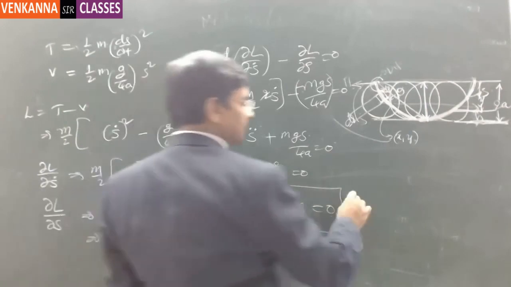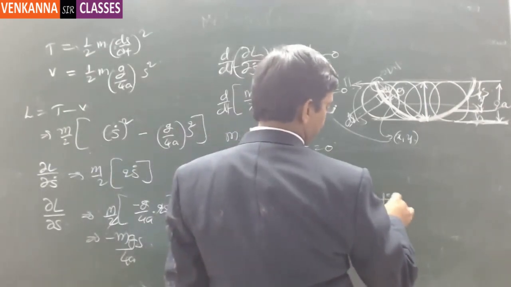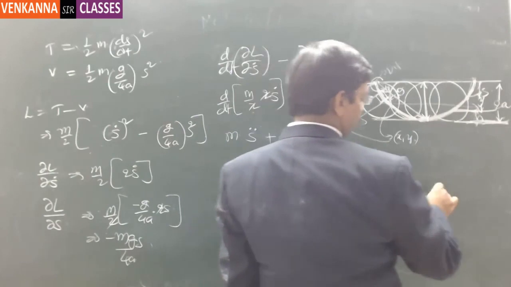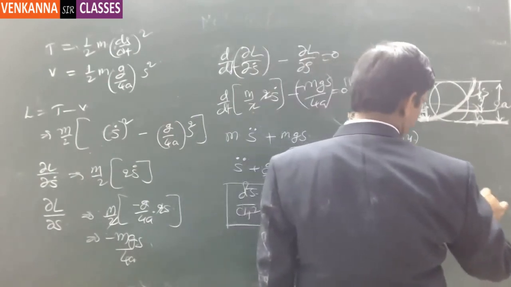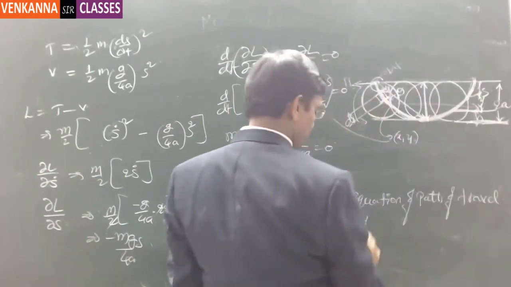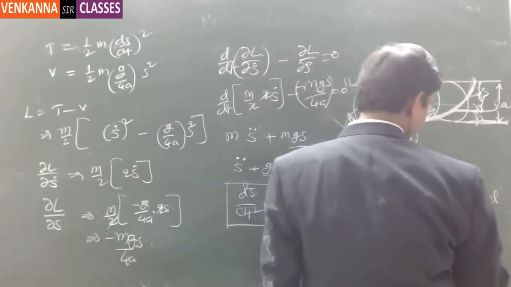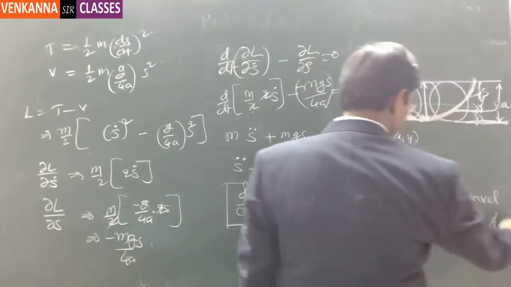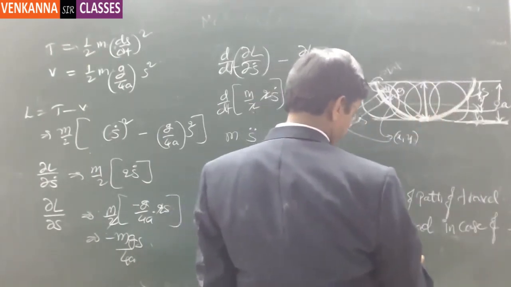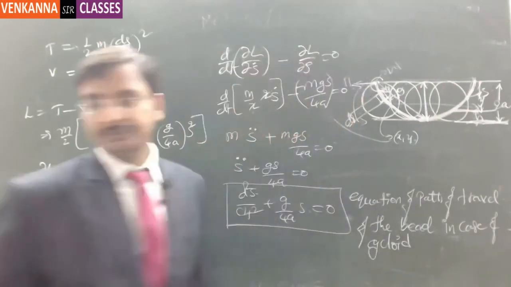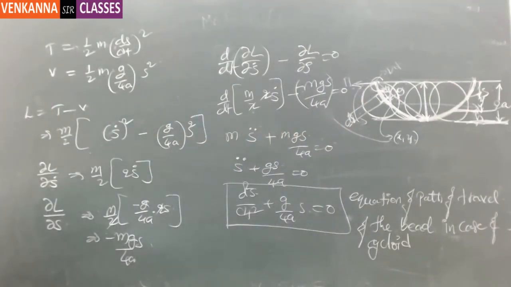So this is the equation of the path of travel of the bead, the path in case of a cycloid. Understood? Got it? Any questions on this?